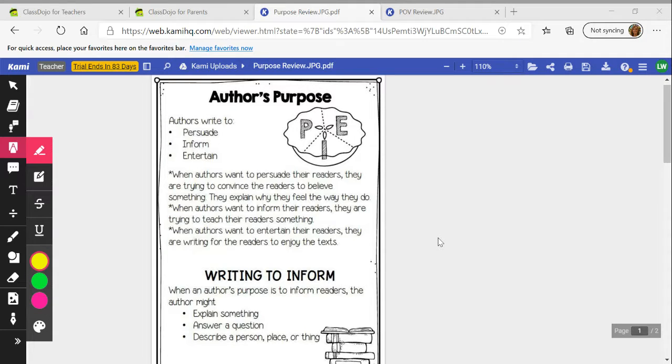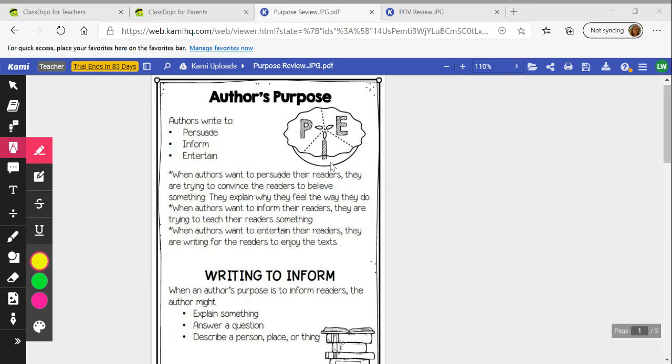This week we are going to continue learning and practicing authors' point of view, also called viewpoint or perspective. But before we do that, let's review what we talked about last week. Last week we talked about determining the author's purpose. Why did the author write the text to begin with?